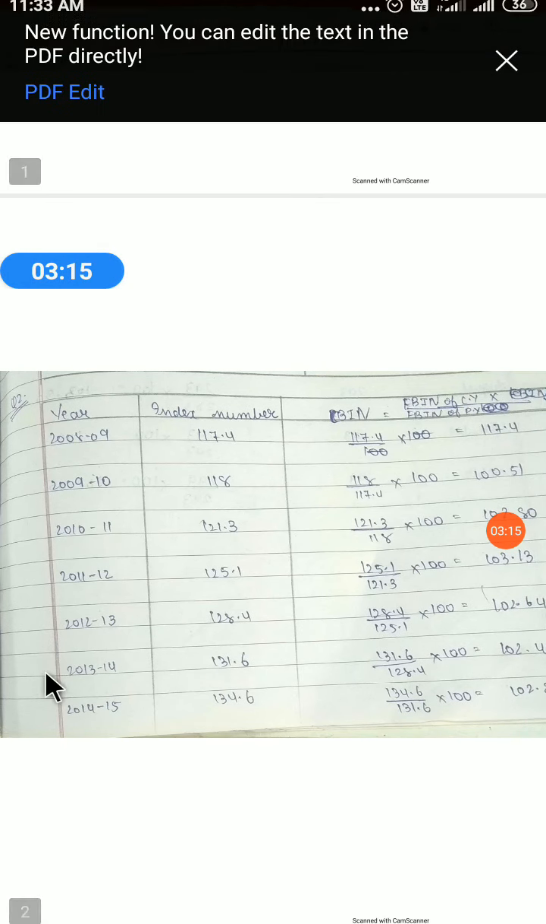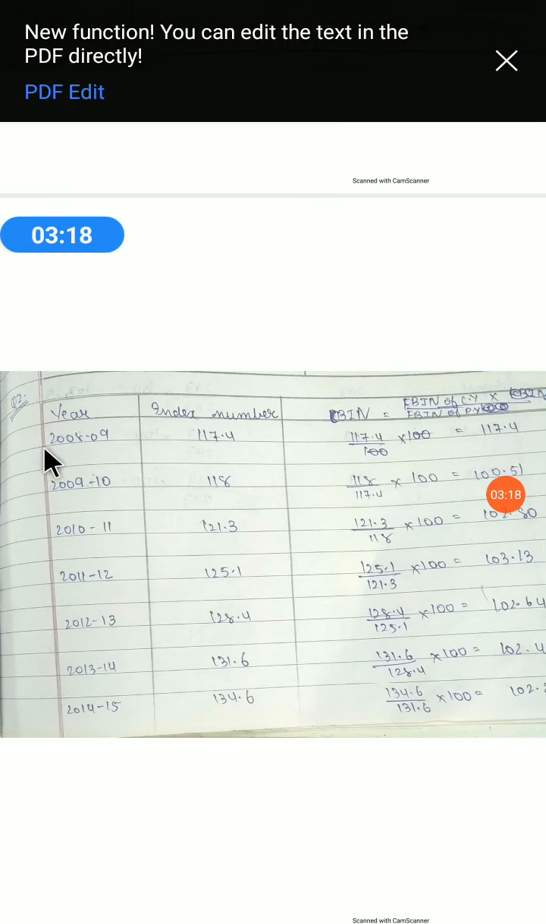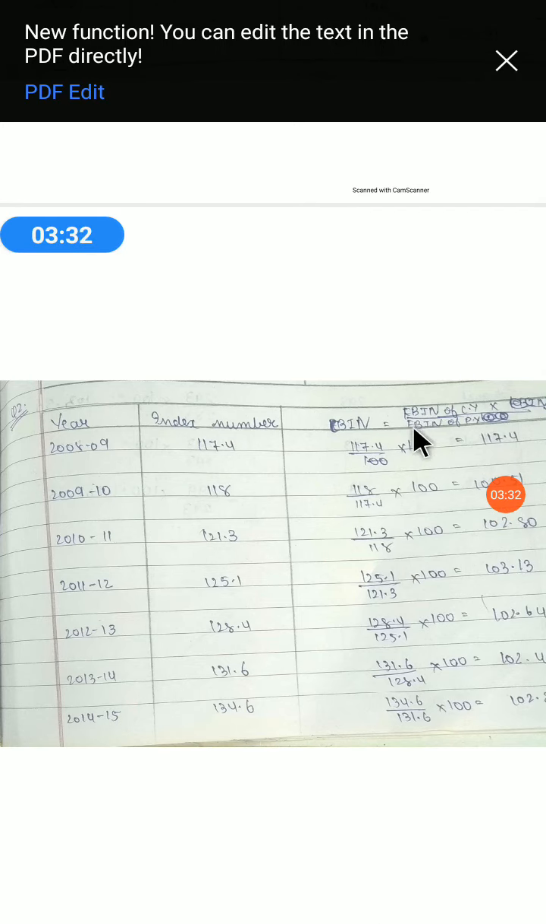See here, in question number 2, you can see years from 2008-9 to 2014-15 are given, and index numbers are given. Here fixed base index number is given, so we have to convert this index number into the chain base index number. First of all, we will prepare one additional column, chain base index number. We have already studied the formula. Chain base index number is equal to fixed base index number of current year upon fixed base index number of preceding year into 100.